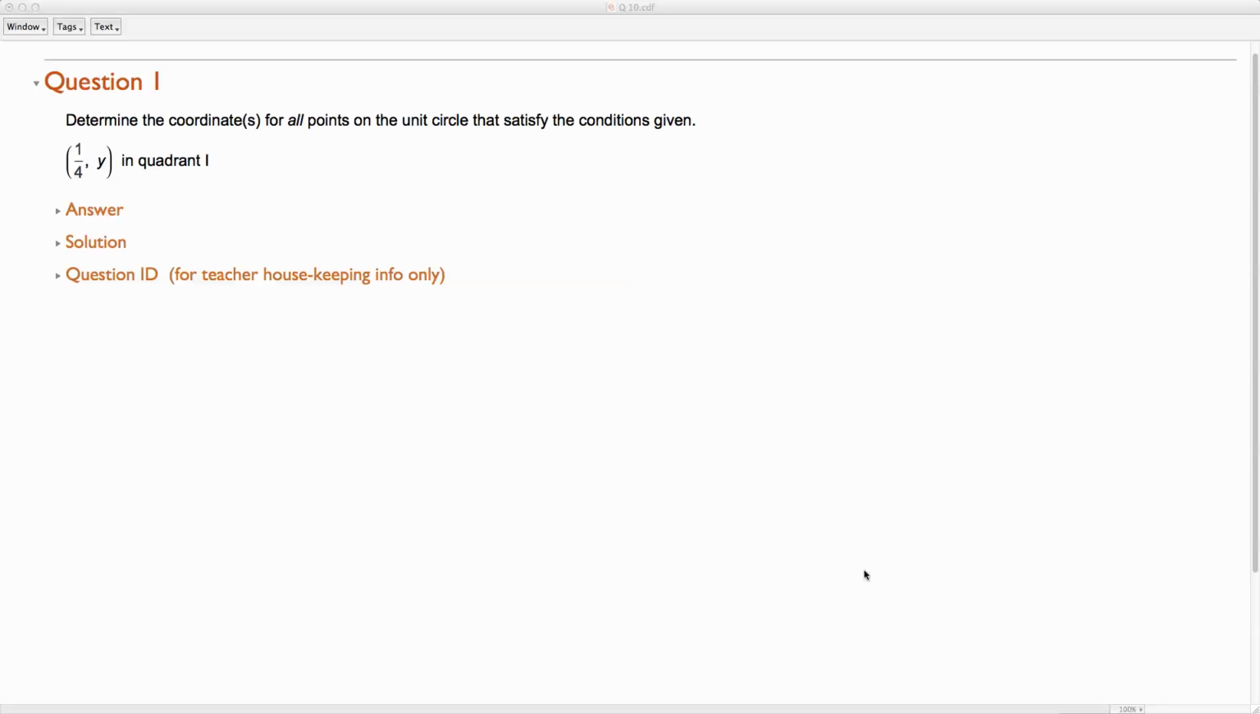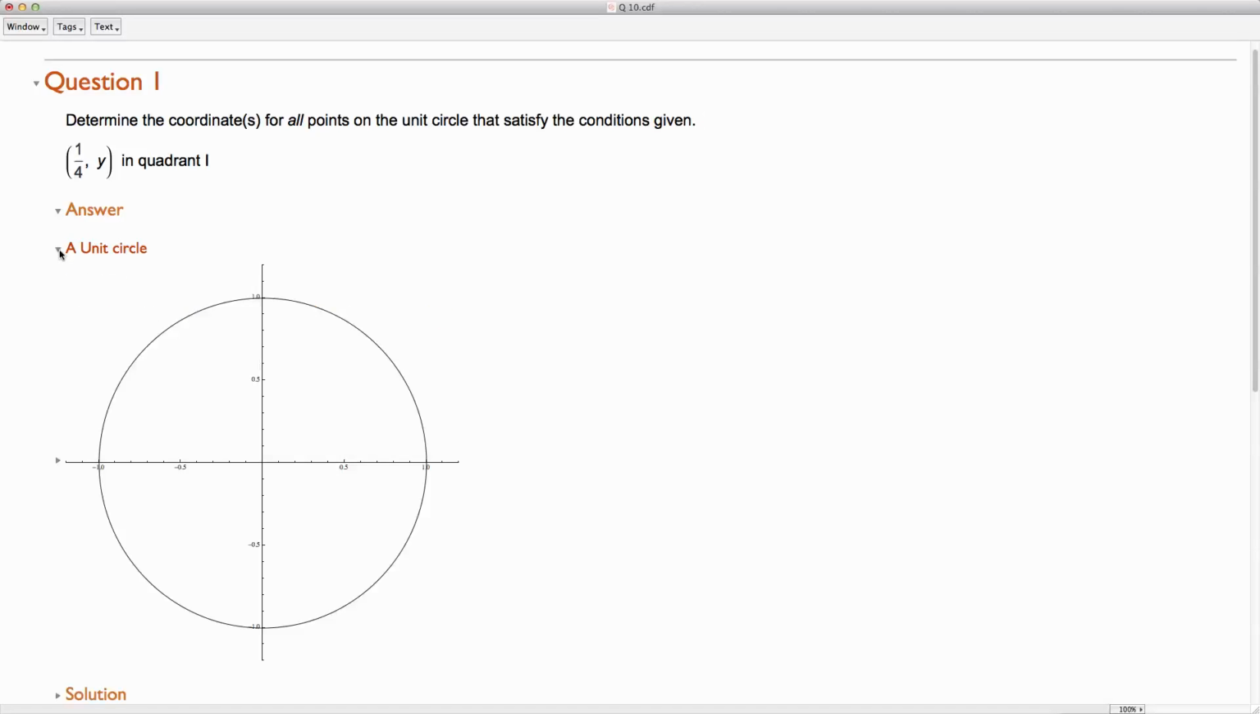Determine the coordinates for all points on the unit circle that satisfy the conditions given. We're told we have a point with an x-coordinate of 1/4, a y-coordinate which isn't given, and we know the point is in quadrant 1. I'm going to use a unit circle here to help me out.